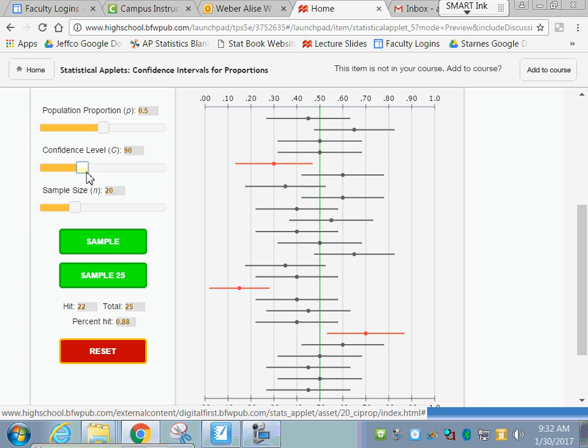All right, what happens to the length when I go to 90, you guys? Okay, shorter. So I'm less confident, right? Less confident, but I have a much tighter interval, right? Okay, Jake, what's the next step?